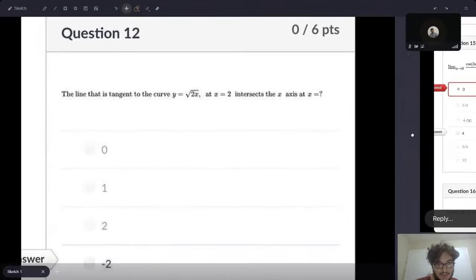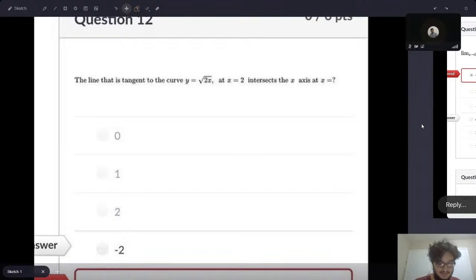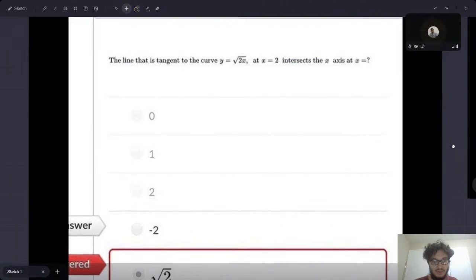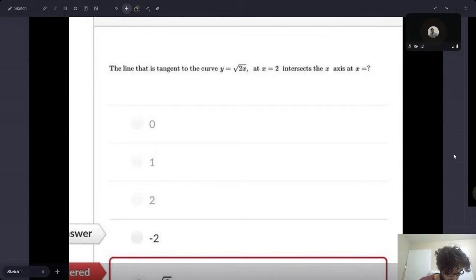Okay, so here's the problem. It says that the line that is tangent to the curve y equals the square root of 2x at x equals 2 intersects the x-axis at x equals, so we're looking for the x value, right? We have a tangent line to the curve square root of 2x at x equals 2, and what we're looking for is where this tangent line lands.